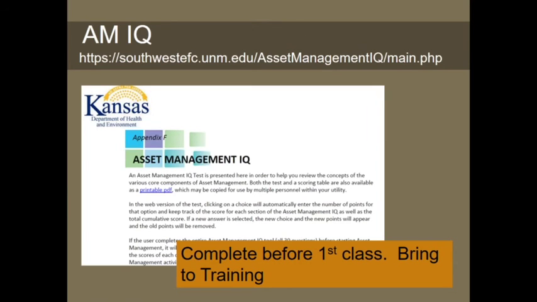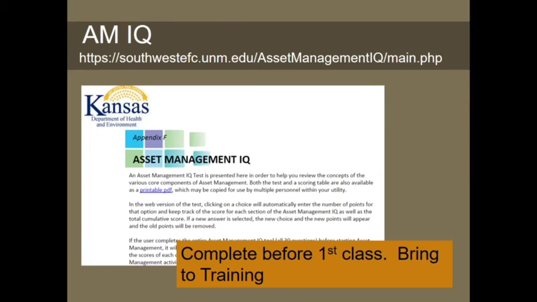Before the first class, we'll ask you to complete what we call the Asset Management IQ. It's an online tool, and we'll send out the link. If you haven't received it already, we'll make sure you get the link to the Asset Management IQ. It's 30 questions. It generally takes a utility maybe 20 minutes to 30 minutes to complete. You just read each question and be as honest as you can about where you think you are in your asset management practice, because that will be a way to see what your starting point is. It will give you a baseline from which you can then go forward and measure progress over time.